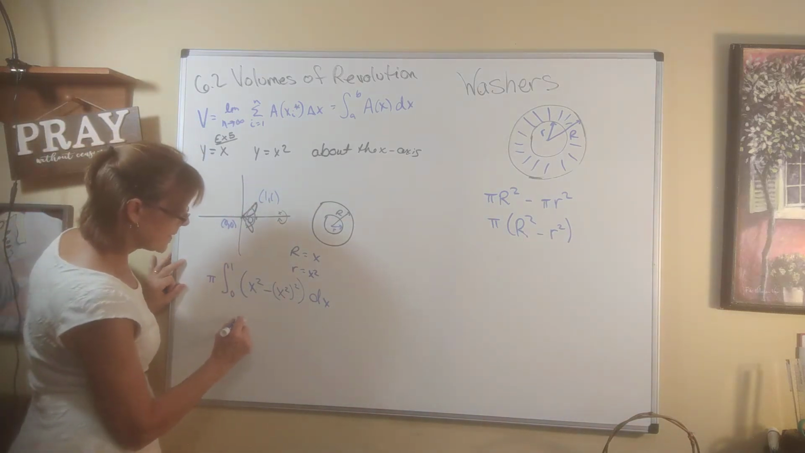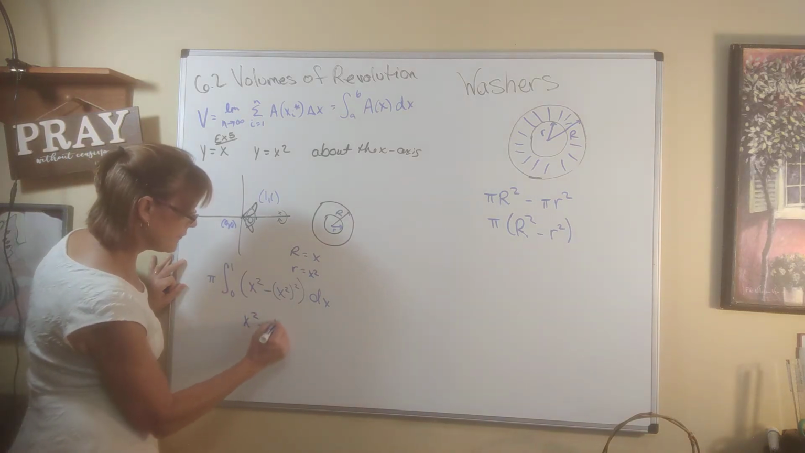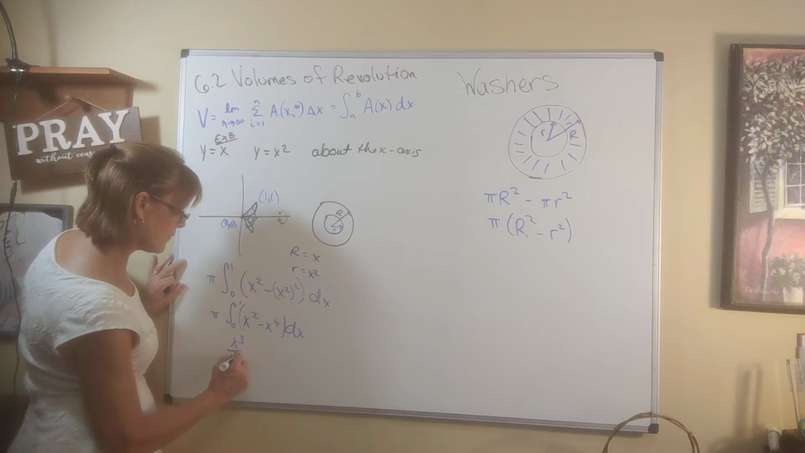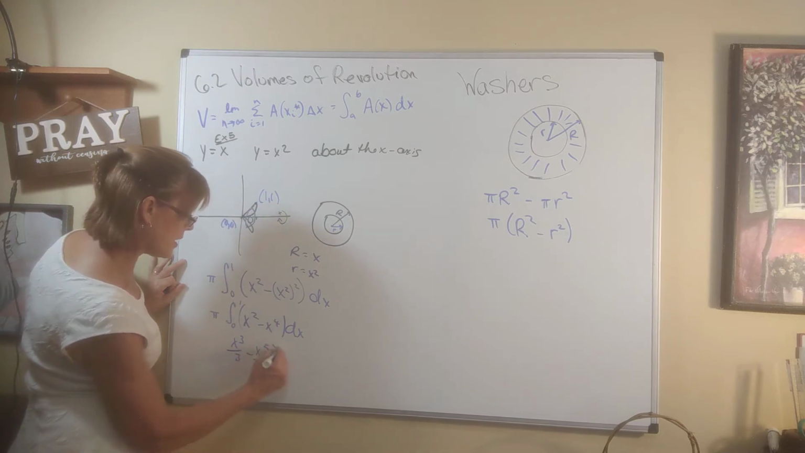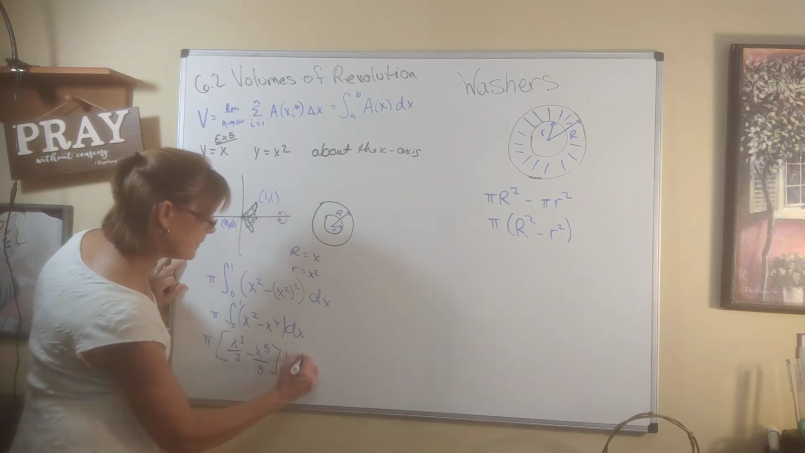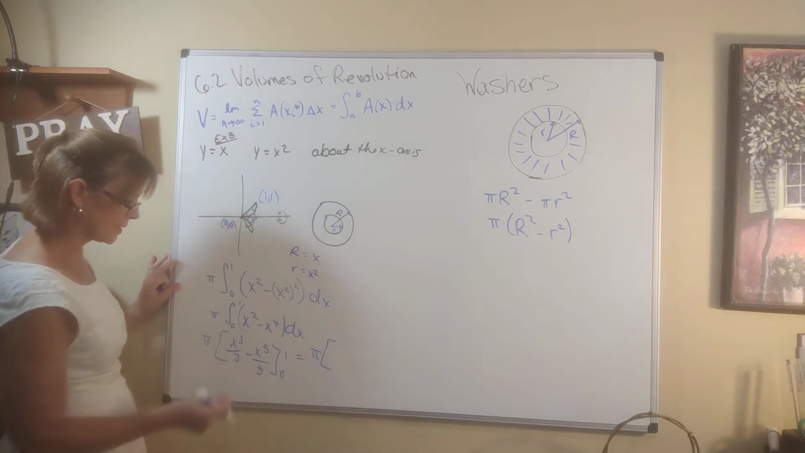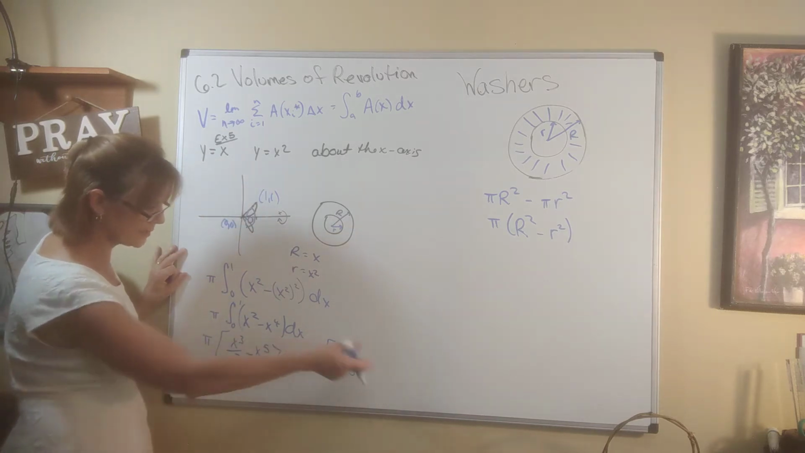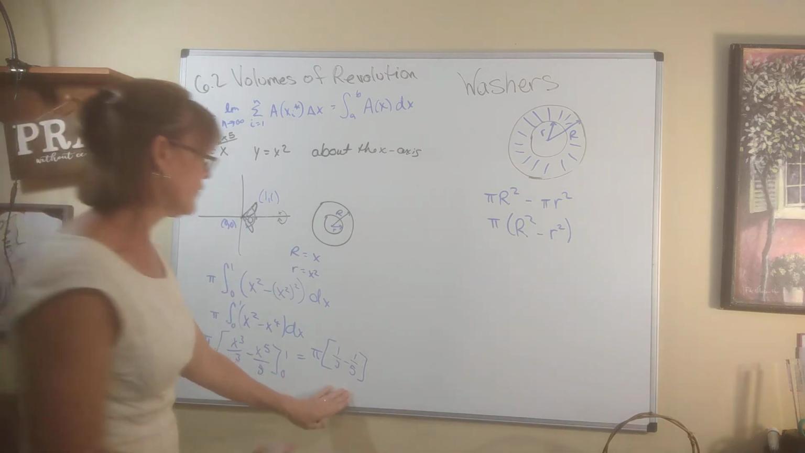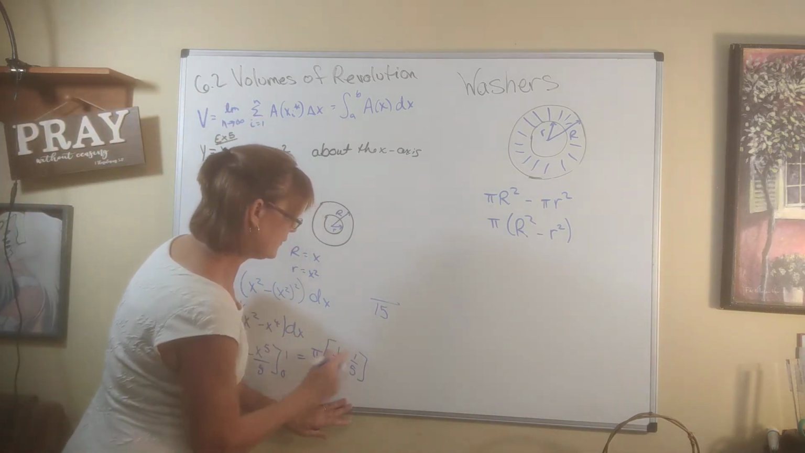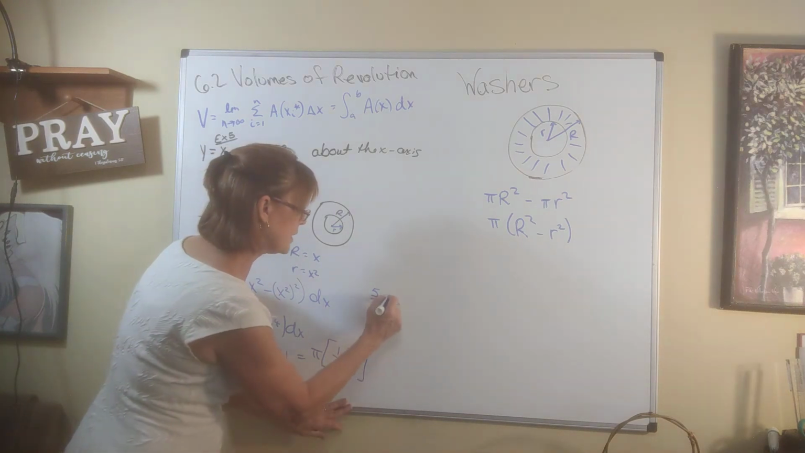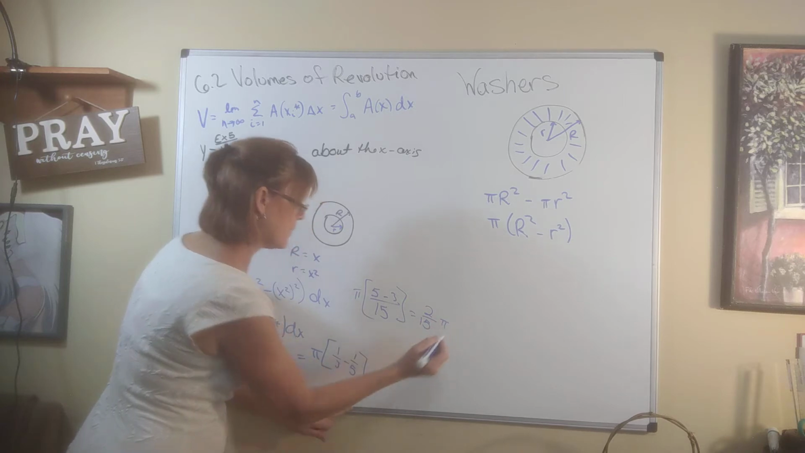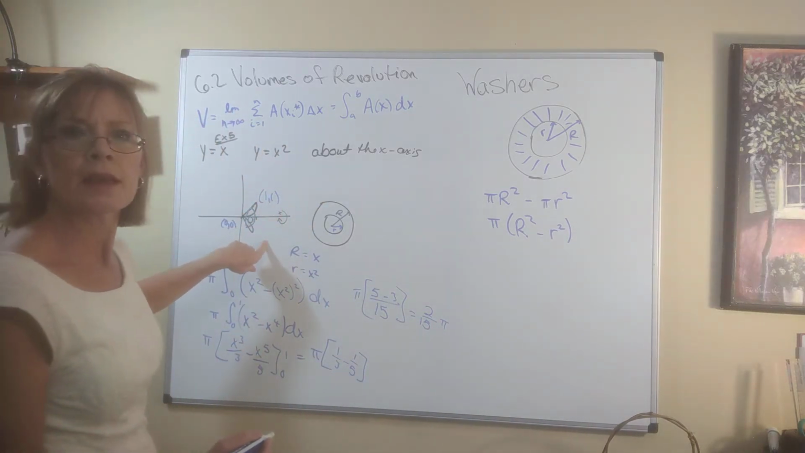When we integrate this, it's going to be x squared minus x to the 4th dx. From 0 to 1, this is going to be x to the 3rd over 3 minus x to the 5th over 5, from 0 to 1, times pi. If you substitute in 1, it's going to be 1/3 minus 1/5. And if you substitute in 0, you're going to get a big 0, so minus 0. If I get a common denominator of 15, 3 times 5 is 15, 1 times 5 is 5. 5 times 3 is 15, 1 times 3 is 3. This results in 2 over 15 times pi. That is the volume of this region rotated about the x-axis.